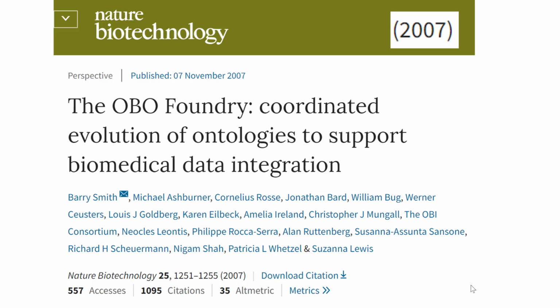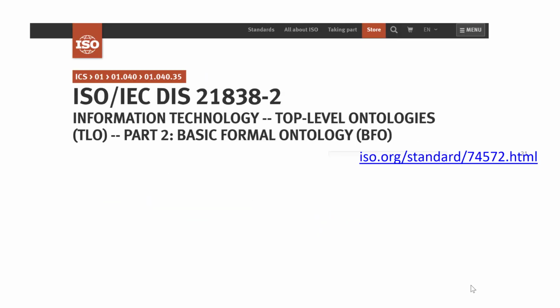And the rules for doing it, in the case of BFO, are documented already in this paper. And the detailed rules for doing it with BFO are documented in part 2, which I'm going to move to now. But first, are there any questions about part 1?